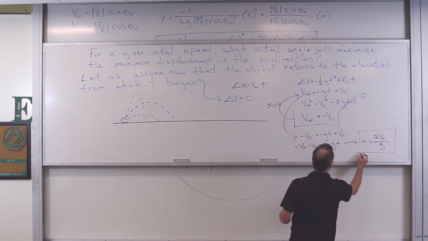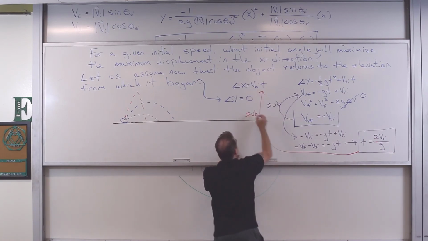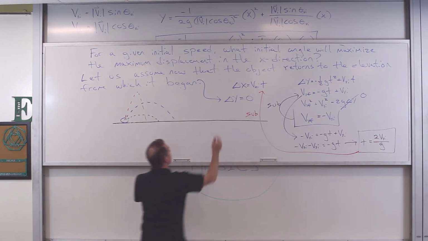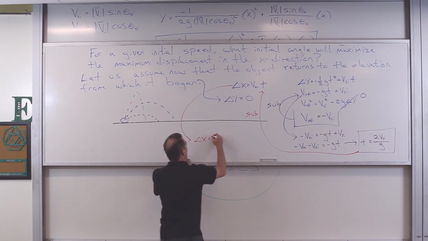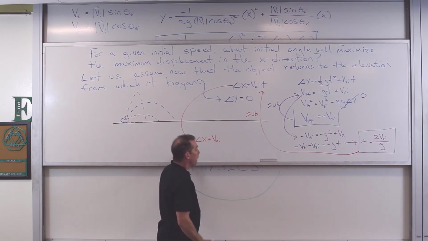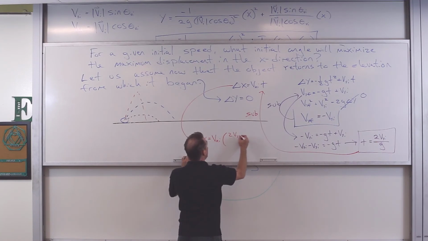Now sub this into there. What do we do with that? I'm going to take this now and rewrite it. We've got delta x is going to be equal to Vx initial multiplied by 2 Vy initial divided by g.